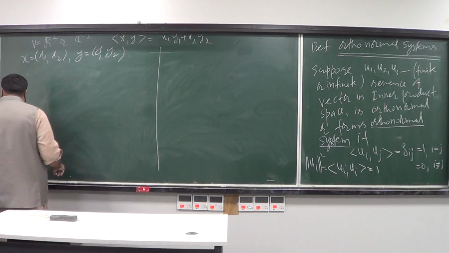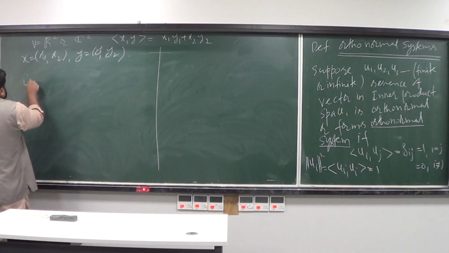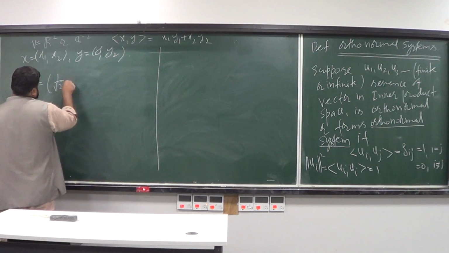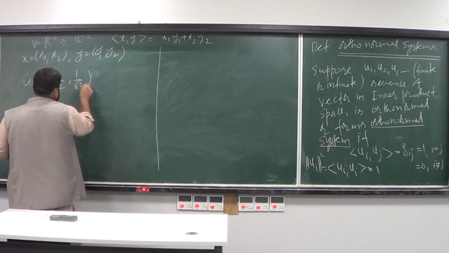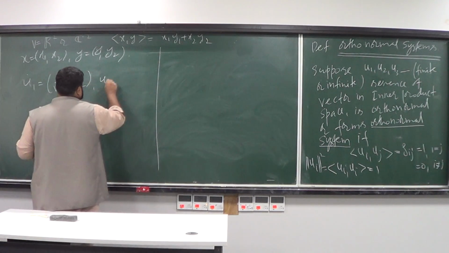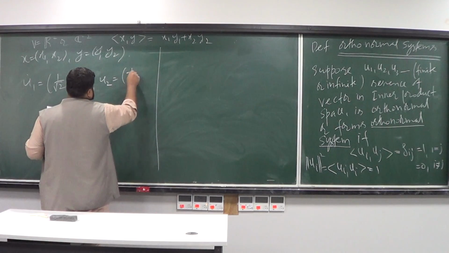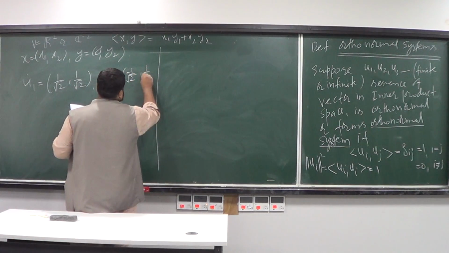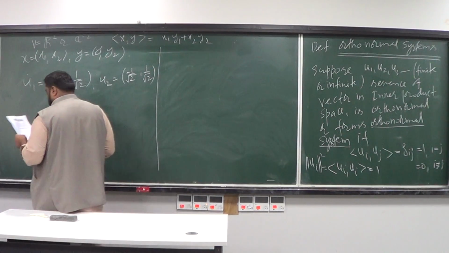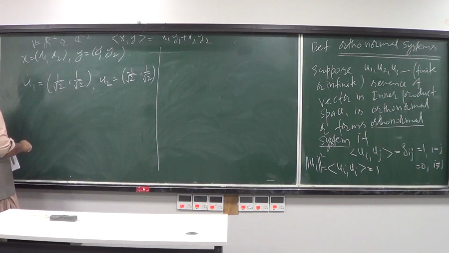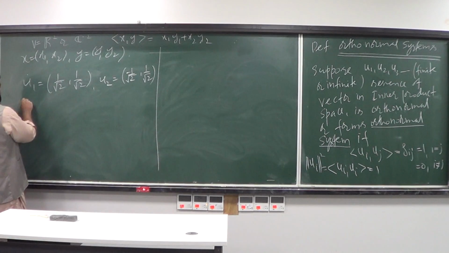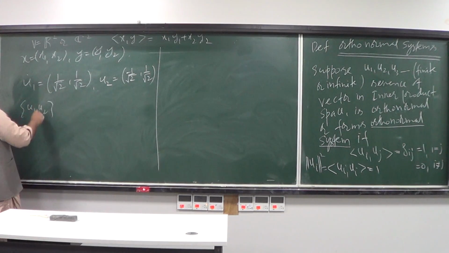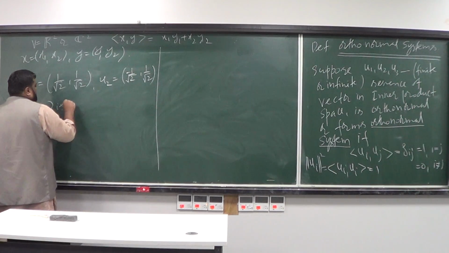With this, we know that R2 is an inner product space. If you take two vectors, say u1 as (1 over square root 2, 1 over square root 2) and u2 as (minus 1 over square root 2, 1 over square root 2), then this system u1, u2, the collection of these two vectors, is an orthonormal system.